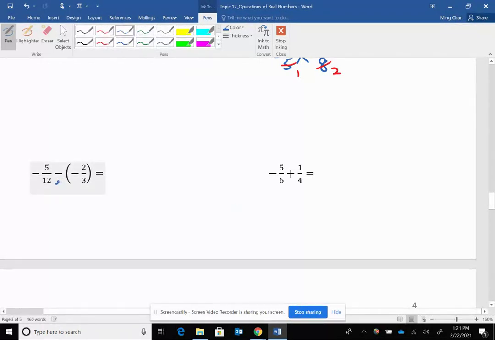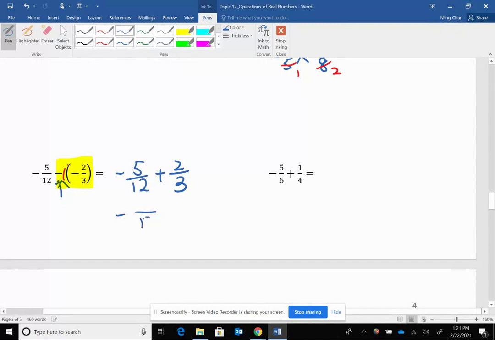-5/12 minus a negative, right? So my second term is -1 times -2/3. So my second term is really a positive 2/3. Okay, every term can only have one sign. So now it makes it a little bit easier, right? So now I'm adding two fractions. So the first thing I do is find the LCD.